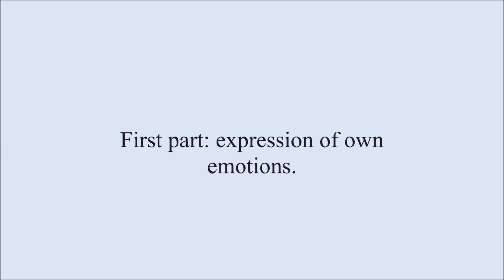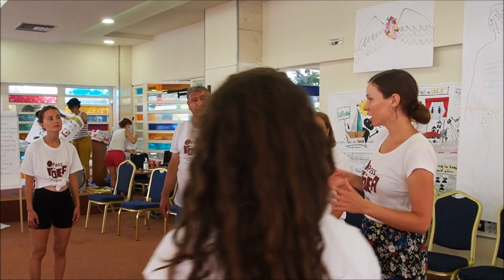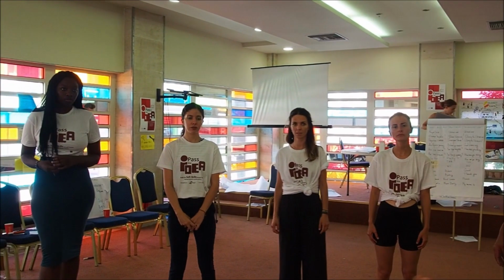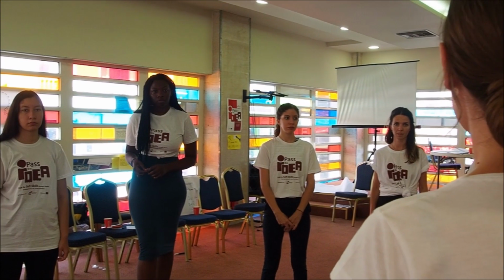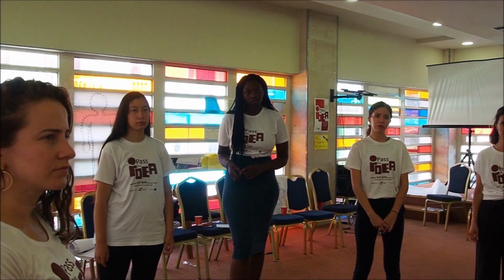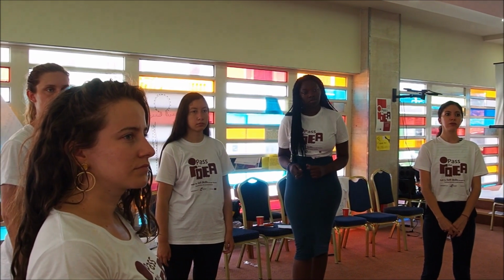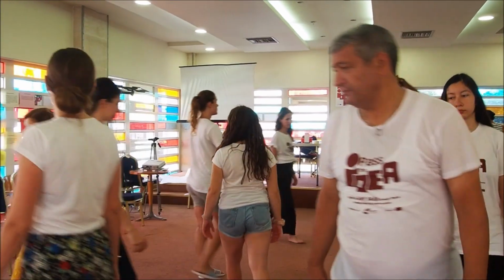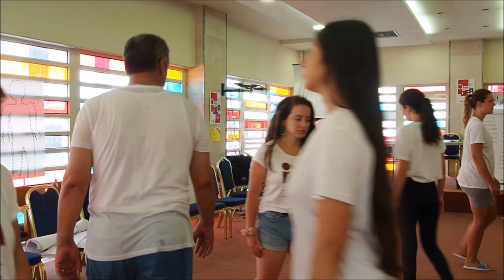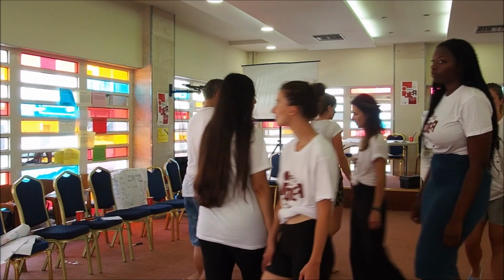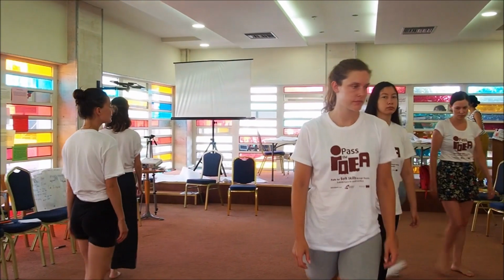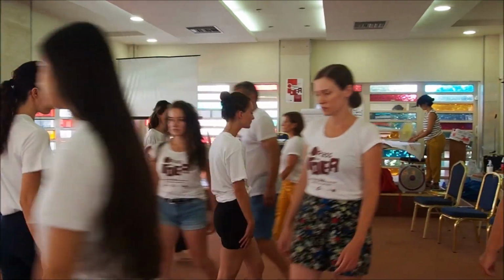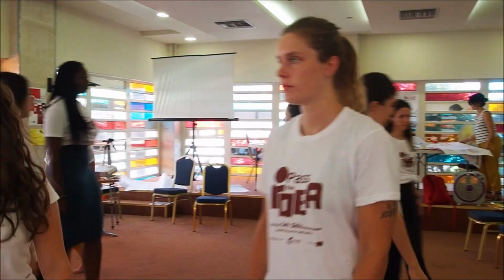The first part of the exercise is about expressing their own emotions by reflecting on good and bad situations. To start the activity, the people start walking around. Then, the participants should think about situations where they felt, for example, proud, comfortable, or happy. And when they are ready, they show the good emotion.